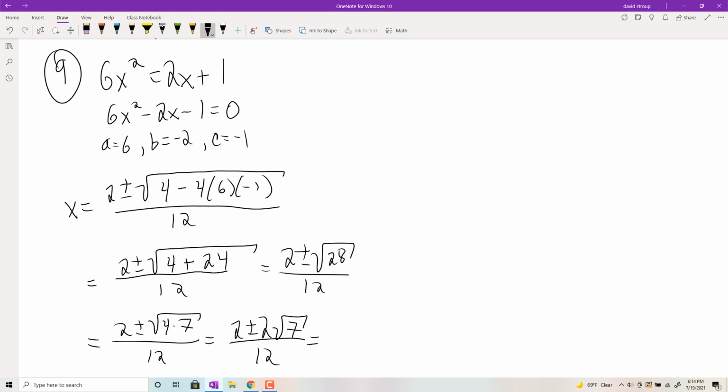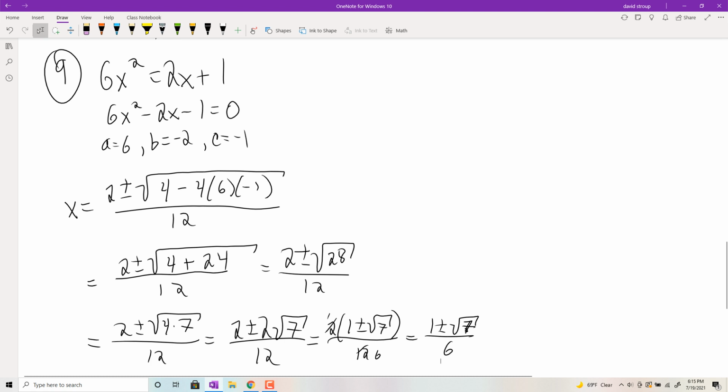And then you have to reduce these, so we can factor out a common factor of 2 from the numerator. 2 over 12 is the same as 1 over 6. So I just get 1 plus or minus root 7 all over 6. Okay.